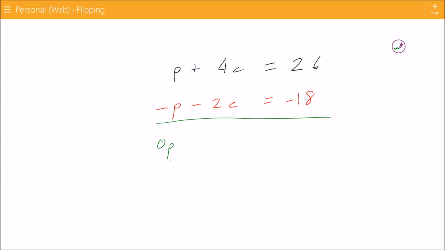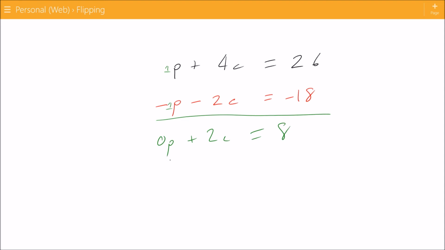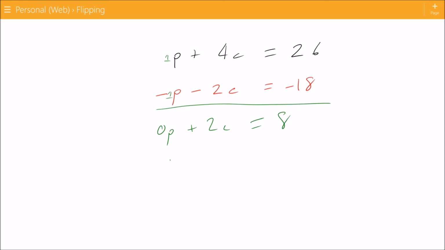So technically, again, you have a 1 coefficient in front of these, right? So p is really out of the picture at this point. 4c minus 2c leaves me with 2c. And 26 minus 18 leaves me with 8. So after combining both of these, I'm left with 2c, because 0 times p would just be 0, so we can get rid of that 0 there.